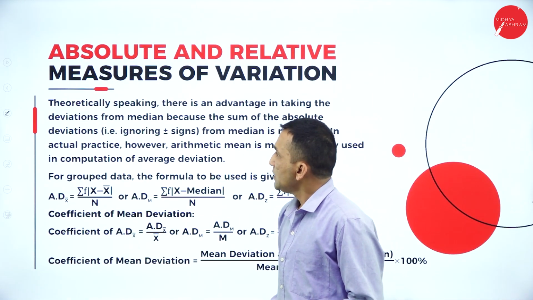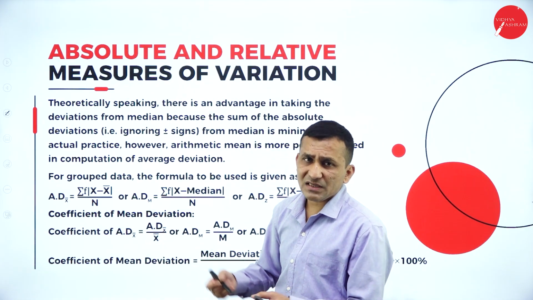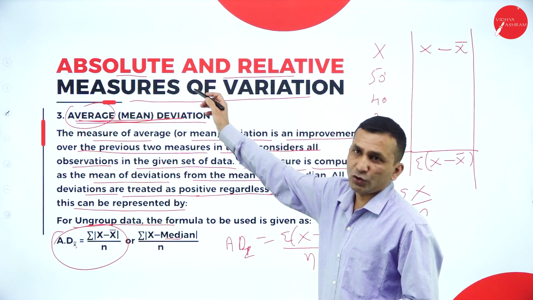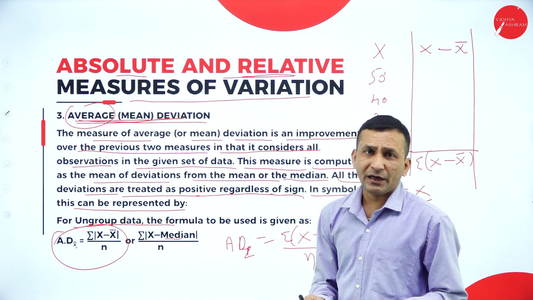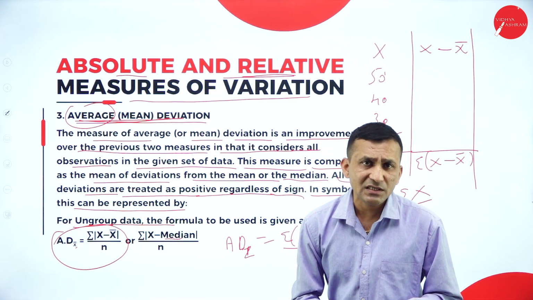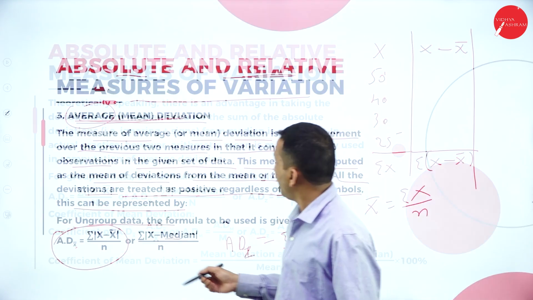Moving forward. In the absolute or relative measures, in the previous slide we studied only the absolute measures of variation. Now, how do we calculate relative measures? If any coefficient of variation appears, no doubt it is related to the relative measures of variation.